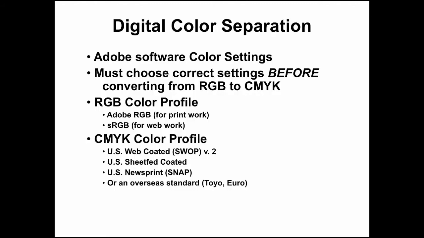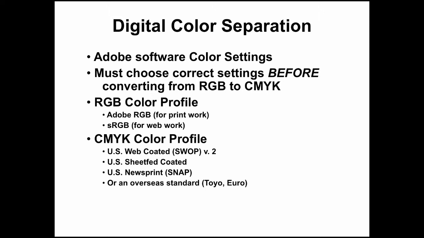Finally, this whole process of converting from RGB to CMYK is controlled by the color settings in your Adobe software. All Adobe programs have something called color settings under the Edit menu. This is where you can control how RGB colors are translated into CMYK colors. It turns out that a single set of RGB numerical values can be translated into many different CMYK values depending on how you've chosen these color settings.